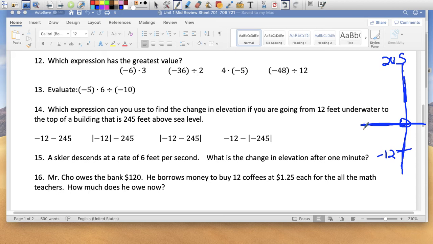What is the change? The change in elevation. So remember, change. Well, let's not do the change equals. So change actually would be final minus start in this case, right? But before I even go there, let's just use our number line here. So I'm at negative 12. I have to climb all the way to the top of the building.